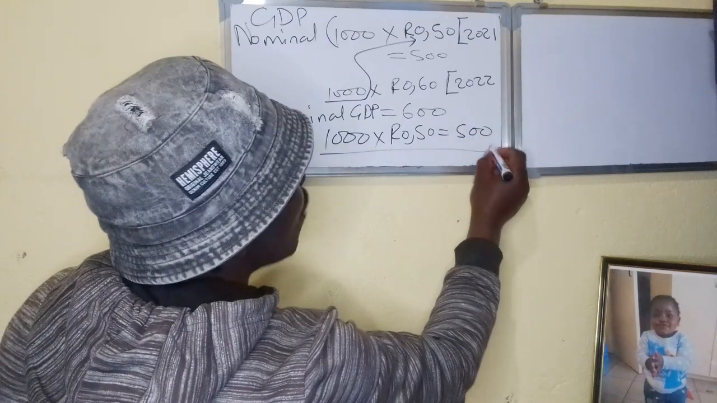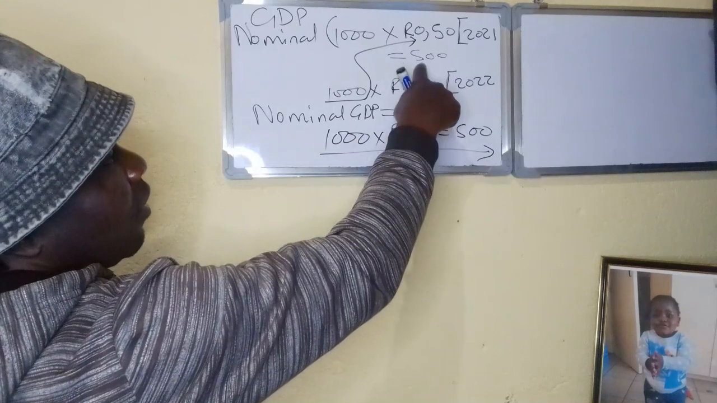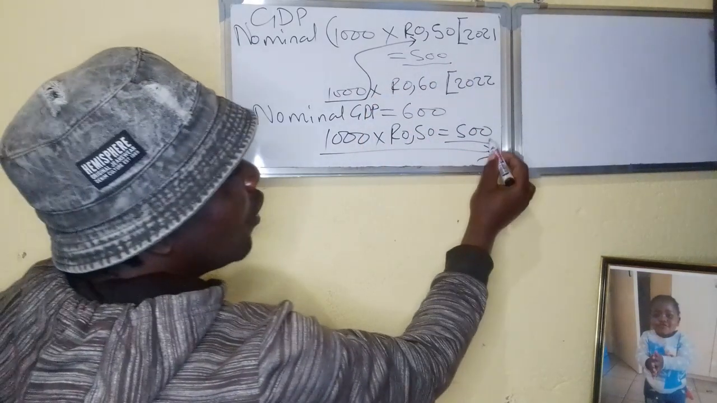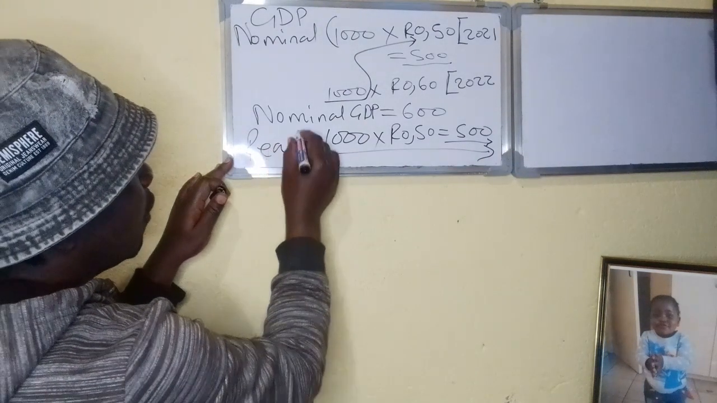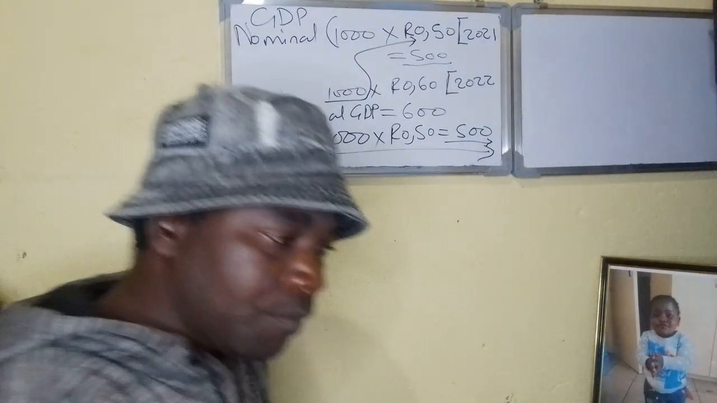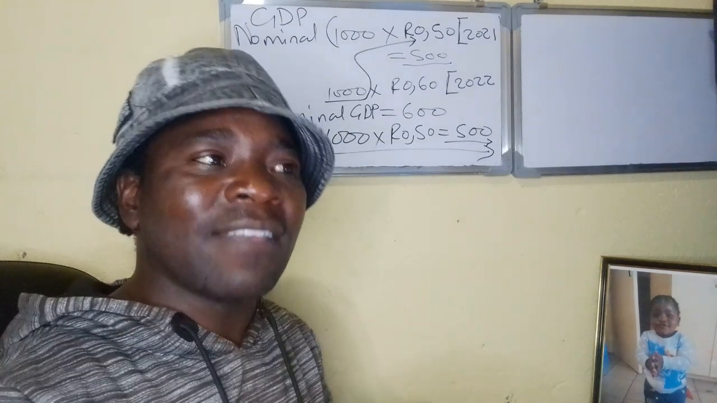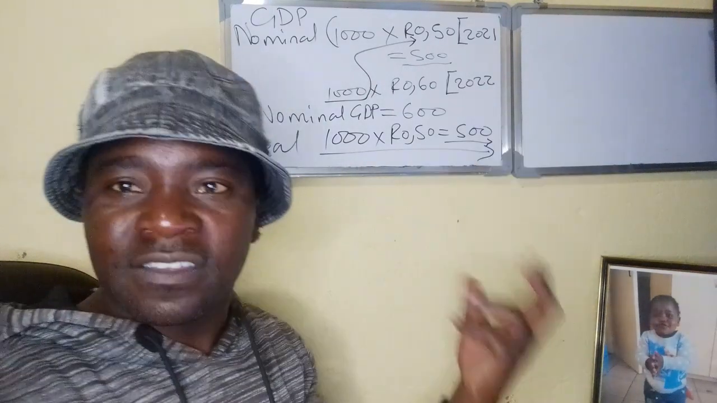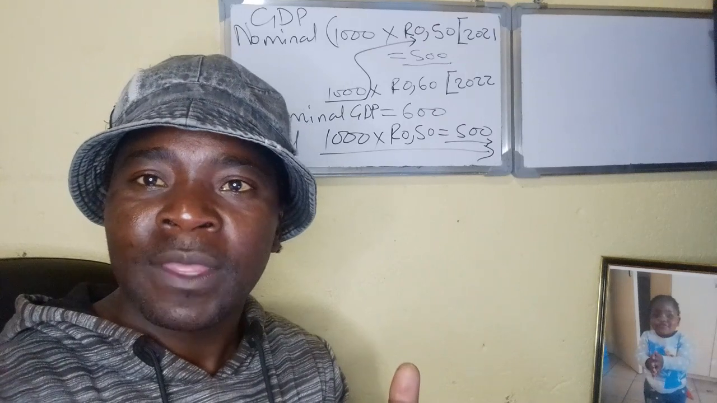Now, this is now 2022. Can you see that there was no GDP growth? The GDP in 2021 was 500 rand. In 2022, it's also 500 rand. Now, this is the real GDP. So, it's GDP of the current year measured in prices of the previous year or the base year or at constant prices. So you have nominal GDP.